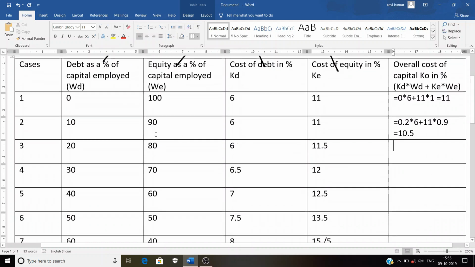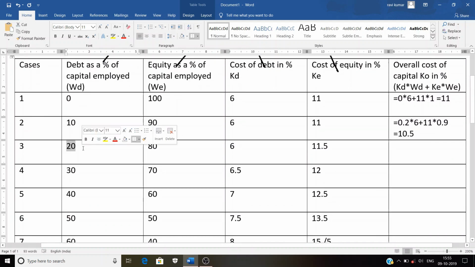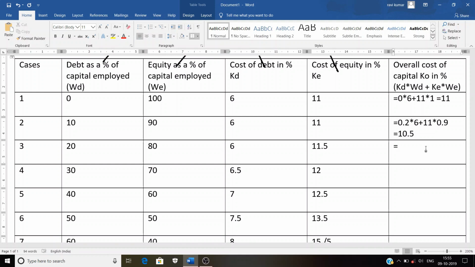In the third case, we have debt as a percentage that is 20 and that's why we have equity as a percentage of capital employed, 80. So when you solve this, you will simply get 6 that is cost of debt multiplied by 20 that is 0.2, plus cost of equity that is 11.5, as you can see here, multiplied by weight of equity that is 80, means 0.8. So when you solve this, you will get 10.4.